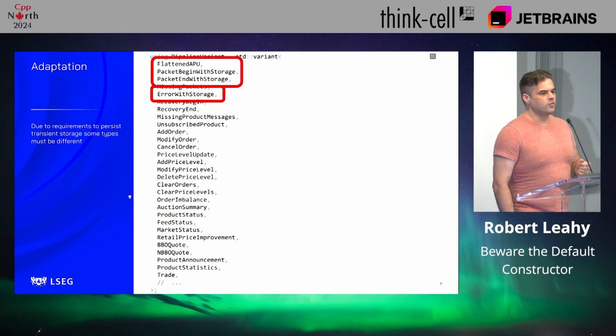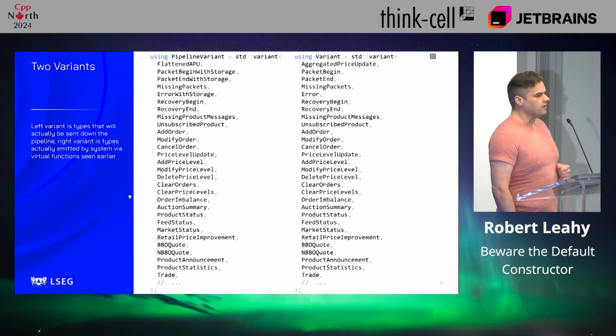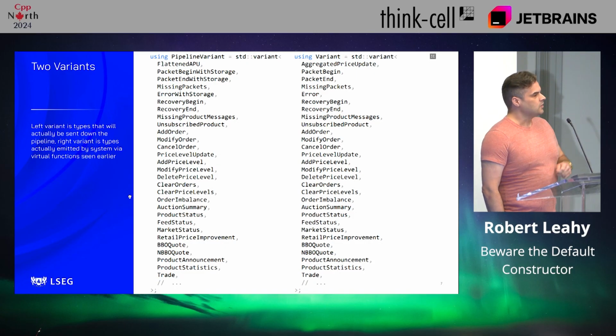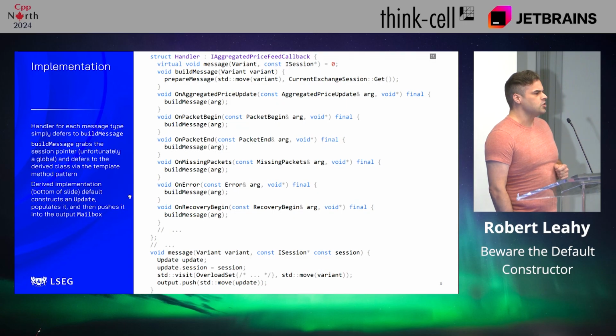So we can, of course, solve this problem the way we solve every problem in computer science. We can just add another layer of variants, a type for the inputs and a type for the outputs. We can take the output type and stick it in a struct next to the session which emitted it, and that can go down our pipeline. We can take a look at the glue code implementation that goes between them.